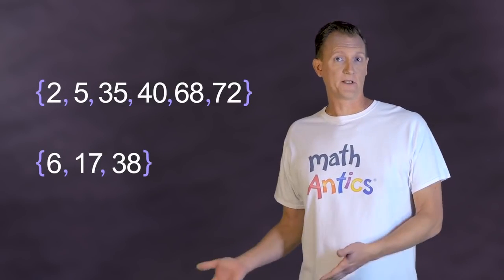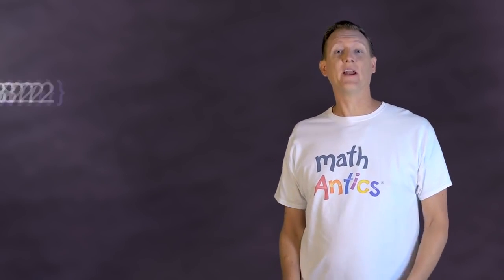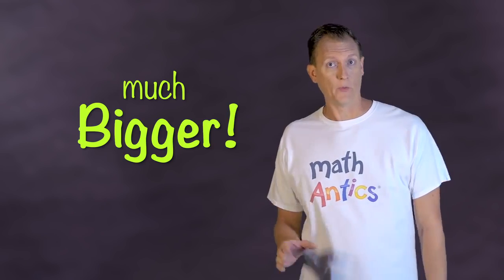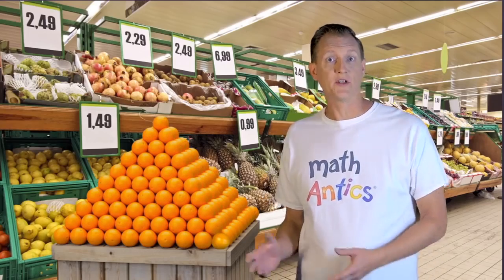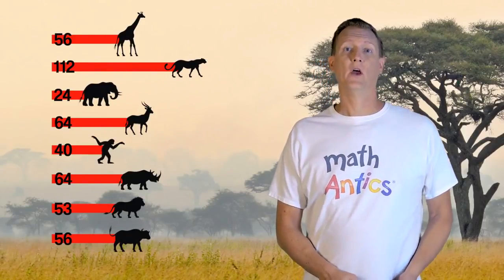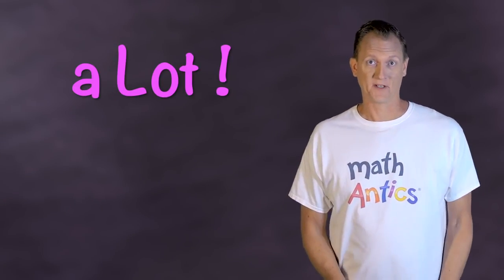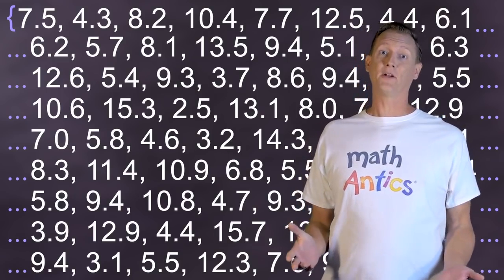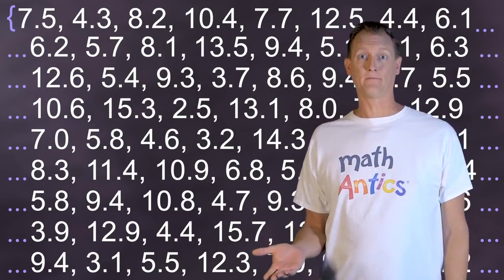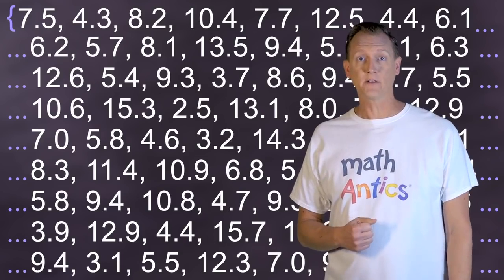Those data sets are fairly small and easy to understand, but you could have much bigger data sets. A really big data set might contain the cost of every item in a store, or the top speed of every land mammal, or the brightness of all the stars in our galaxy. Those data sets would contain a lot of different numbers, and if you had to look at a big data set all at one time, it would be pretty hard to make sense of it or say much about it besides, well, that's a lot of numbers.